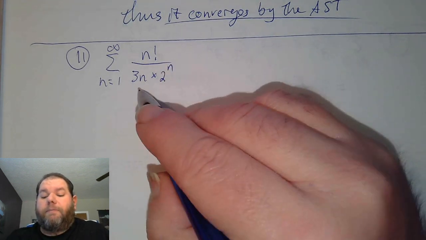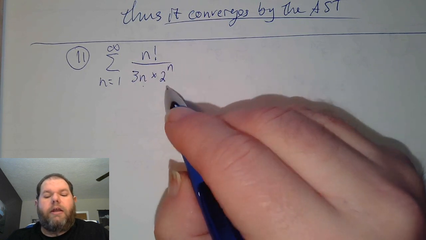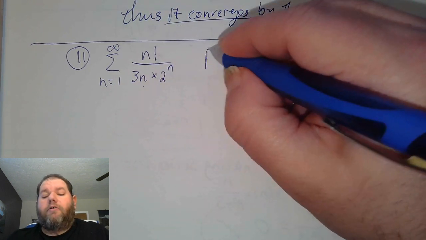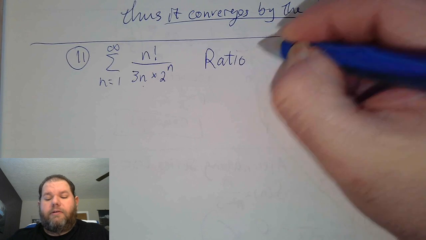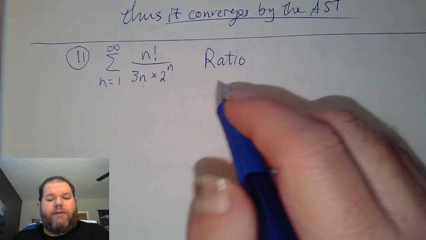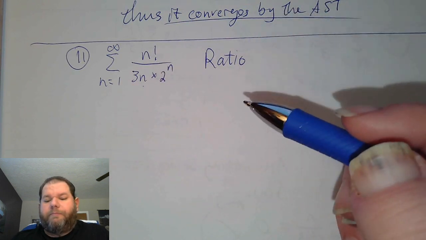Now this time we have a polynomial term, 3n, we have an exponential term, 2 to the n, and we have a factorial, n factorial. This is always going to be a ratio test. Even if we just have any two of those, it's a ratio test, and we happen to have all three. There's no way we can do it any other way.